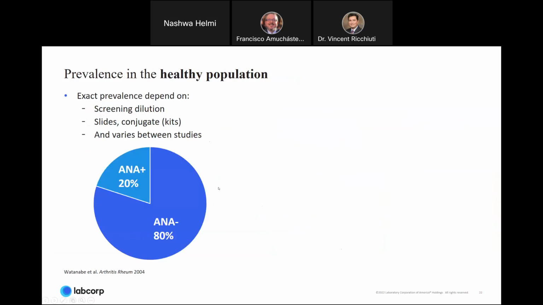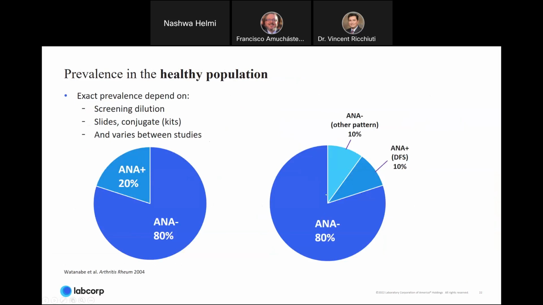It depends on the slide or conjugate used in the labs, and also varies from study to study. But this is a study published by the Watanabe team in 2004 that showed that among routine patients that were tested, 20% will have a positive ANA. And that's very consistent with what we see at Labcorp. If we dive a little bit into those 20% positive ANA, half of the ANAs are other patterns, and half of the ANAs are actually dense fine speckled. So the dense fine speckled can be up to 10% of the routine screening of patients for ANA by IFA.